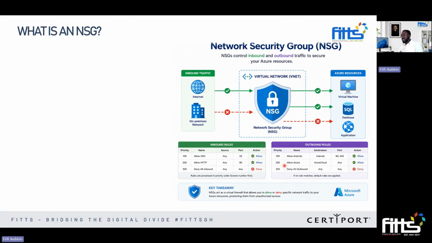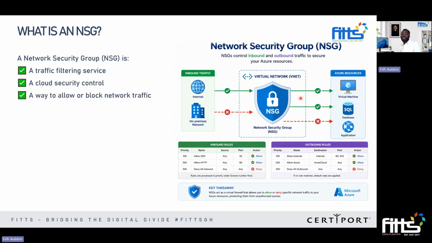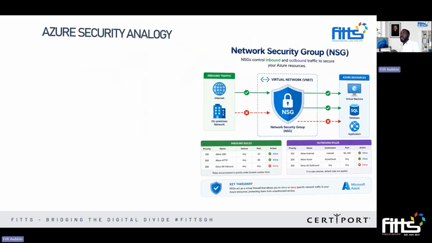So what then is an NSG? If you take a look at the picture on your screen, this is like our security guard that checks what comes into our Azure resources and what leaves. So what do we allow into our system and what do we allow out of our system? In a nutshell, that is what the NSG is about. We say that the network security group is a traffic filtering service, a cloud security control, and a way to allow or block network traffic.